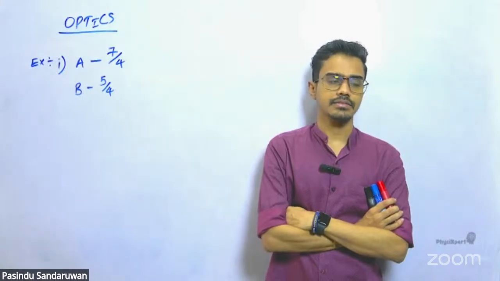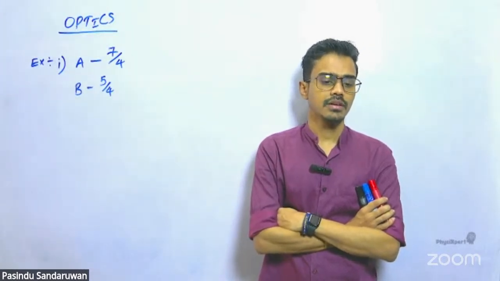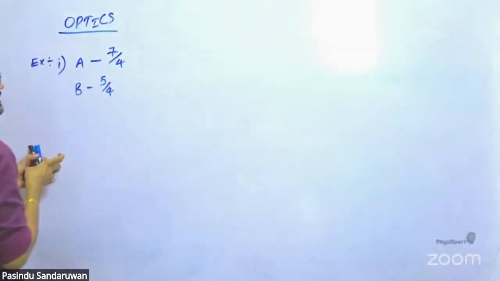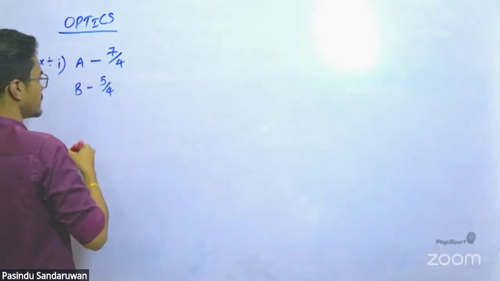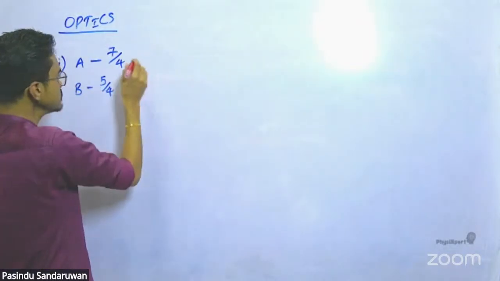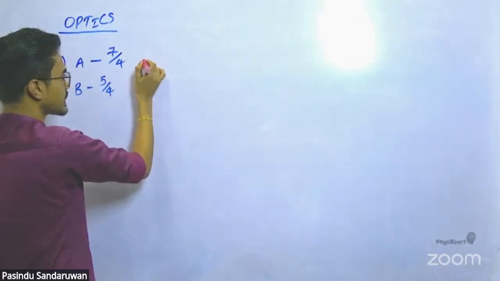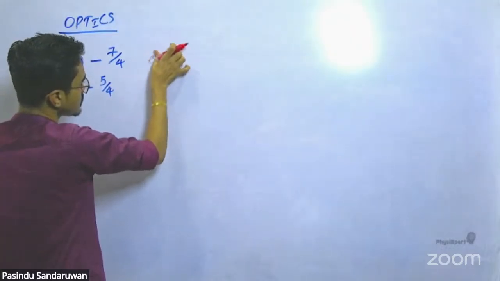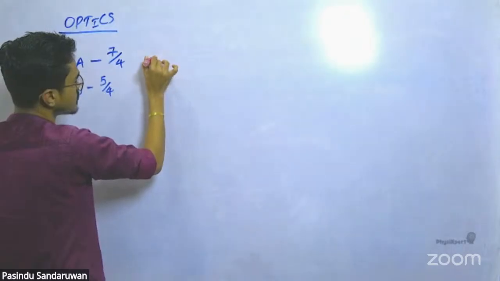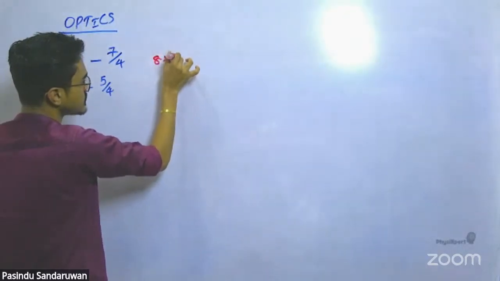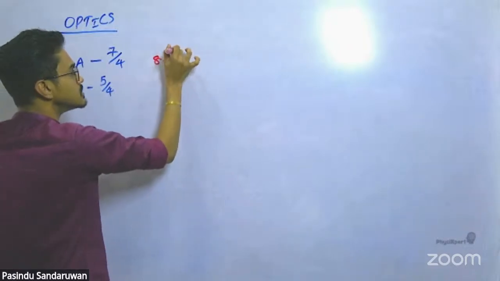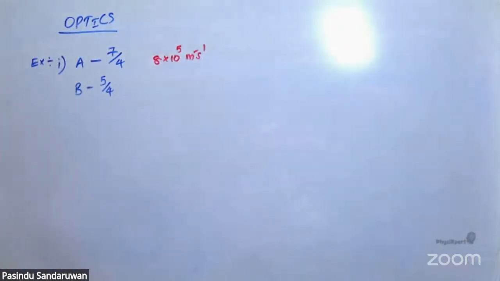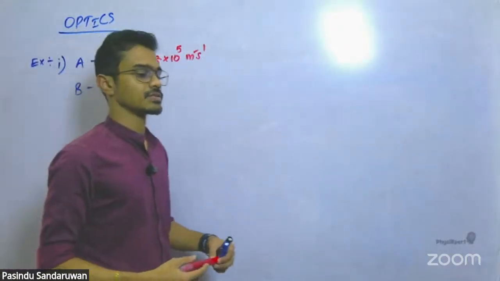The velocity of light in medium A is 8 times 10 to the power 5 m s^-1.